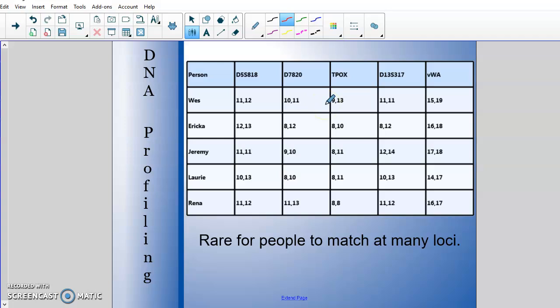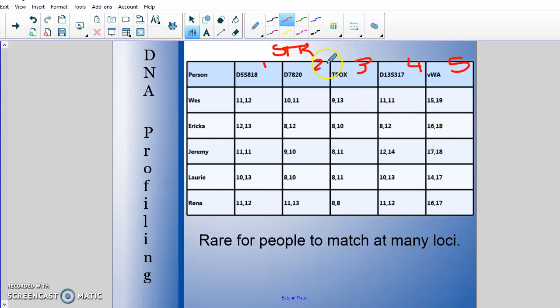So now let's take a look. Now we have 5 STRs. So up here at the top, we have 1, 2, 3, 4, 5. 5 separate STRs that we're going to take a look at. So we went through and we extracted DNA for Wes, Erica, Jeremy, Lori, and Raina.